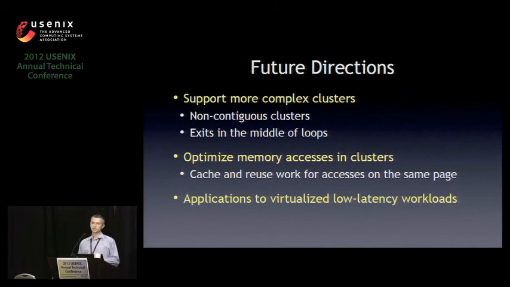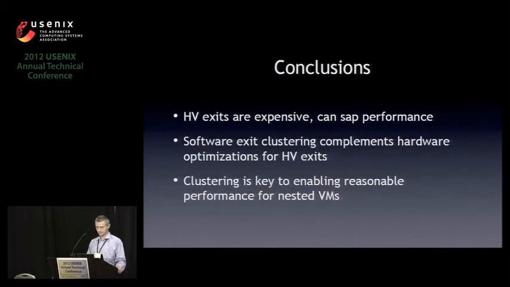Also, there are opportunities to improve memory accesses. These usually require heavyweight calls into the memory subsystem, so we're looking into caching and reusing some of the work in the translation for memory accesses. Finally, we want to look closer at the impact of clustering on latency-critical workloads. So these are the main points that you should take from this talk, and with this I will conclude, and I'll be happy to take any questions.